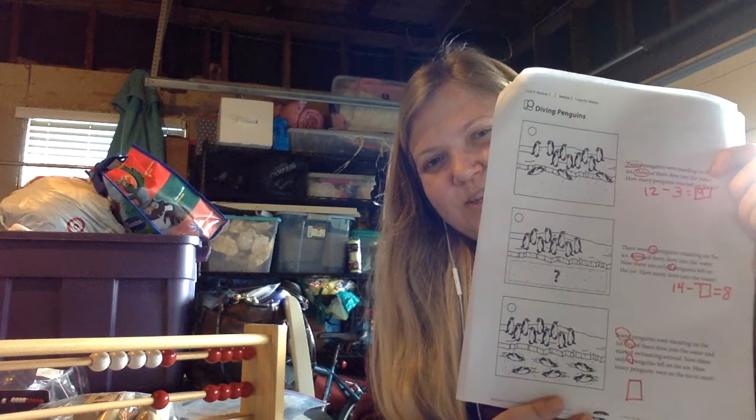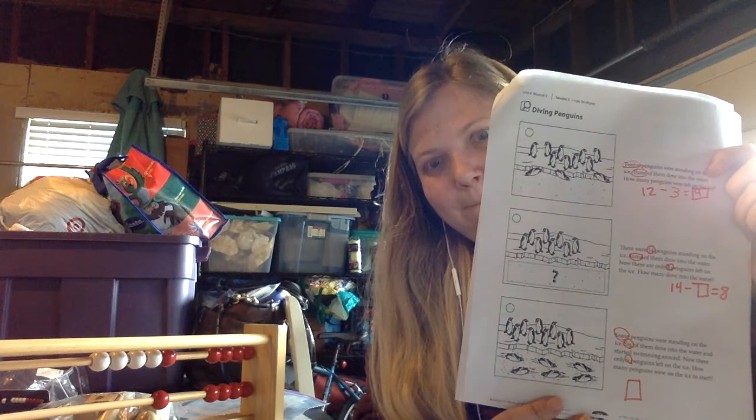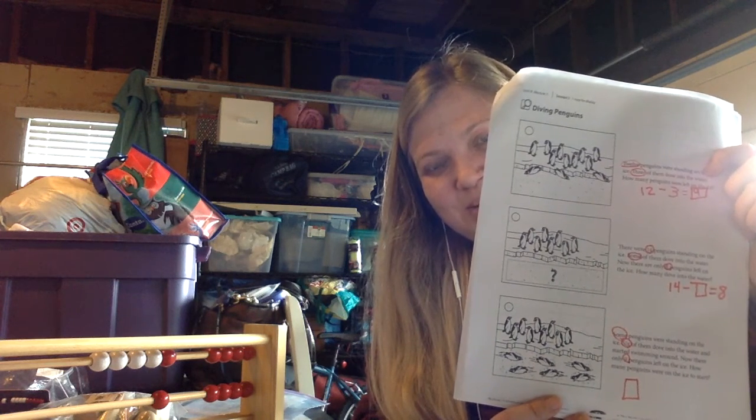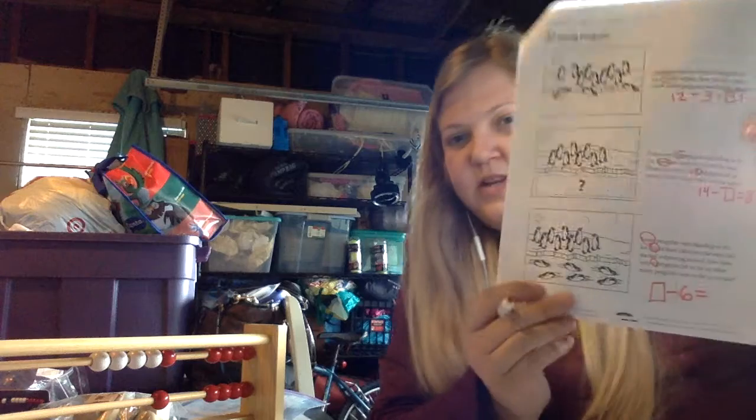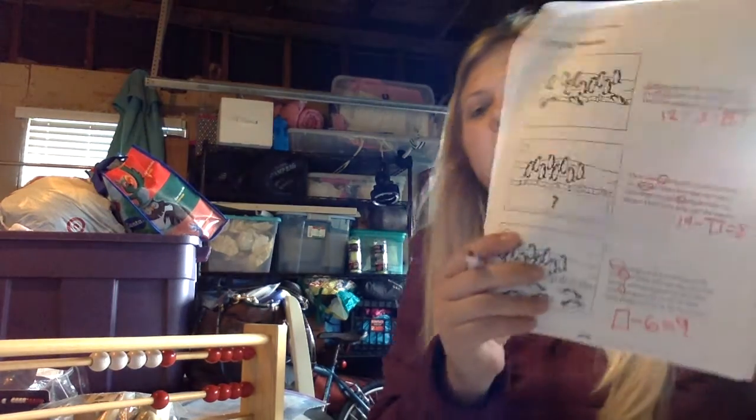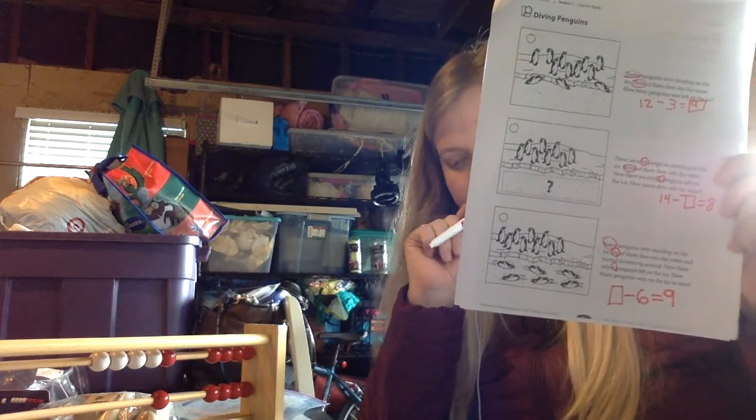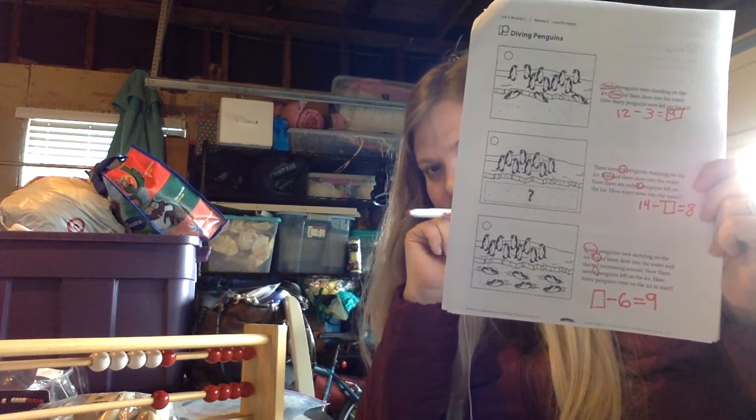So some penguins are standing on the ice and 6 of them dove in the water. So should we add 6 to our mystery number or should we take it away? So what symbol should we use? Addition or subtraction symbol? That's right. And how many? And now what does it equal? Now it equals 9. So something take away 6 is going to make a 9.